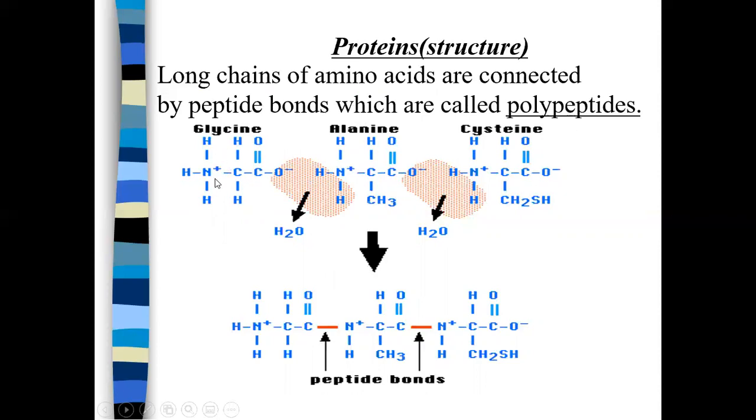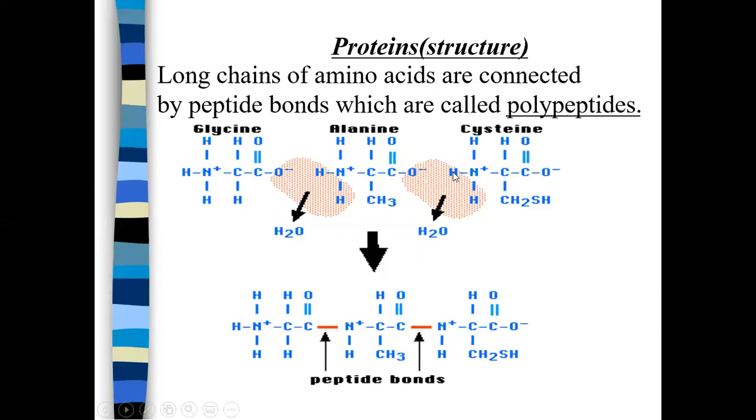For example, this is an amino acid, glycine, and alanine and cysteine. So here H2O is removed by the condensation reaction. Like these two hydrogens and this oxygen together form H2O and are removed as a result of the condensation reaction. So this N is directly linked with oxygen, and this is known as a peptide bond, shown by a red line.